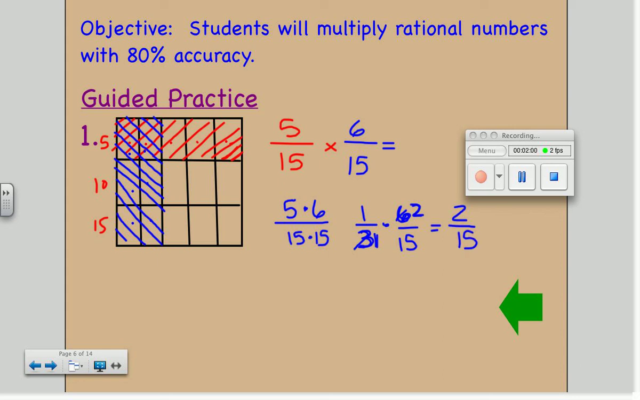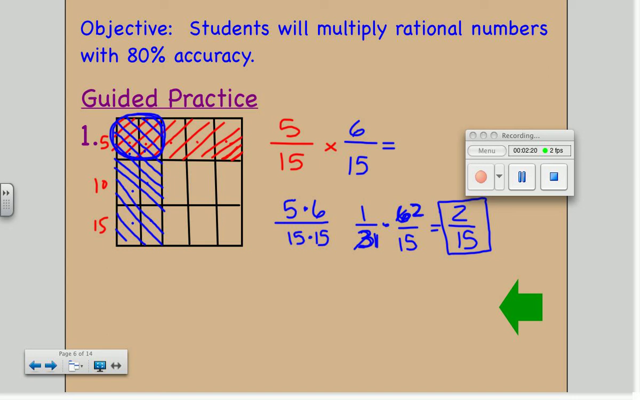Now let's go back up to our model. The model here, how many are colored both blue and red? 2 of them. 2 of them out of 15. And 2 out of 15 is our answer. It's correct. Okay? So remember, when you multiply by fractions, you actually make numbers smaller.